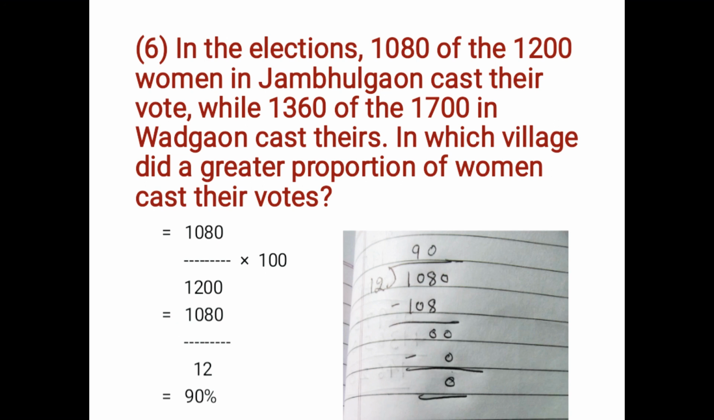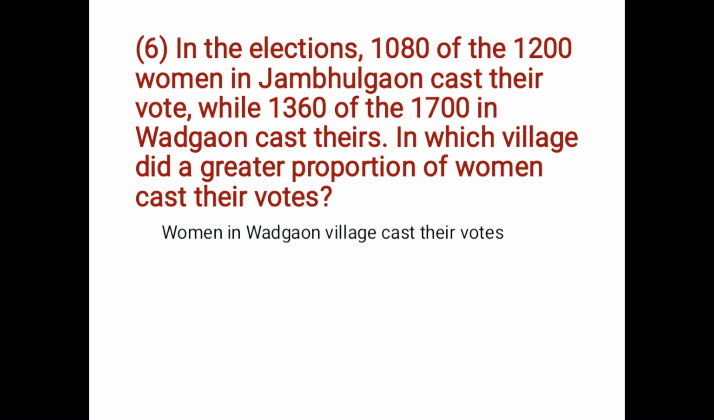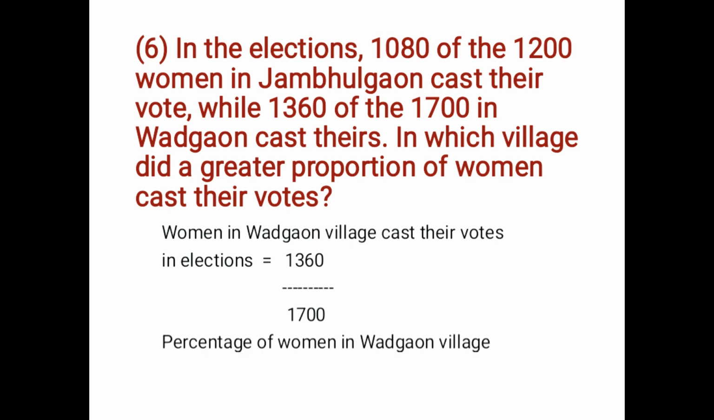Now 1080 of 1200, we finished calculating the percentage. Next we will calculate 1360 out of 1700. That is women in Vadgaon village cast their votes, and then you will find the percentage. Okay. Let us start now. Women in Vadgaon village cast their votes is equal to 1360 upon 1700. You have to write this statement properly. Women in Vadgaon village cast their votes in elections, also you can write. Okay. Percentage of women in Vadgaon village cast their votes in elections.